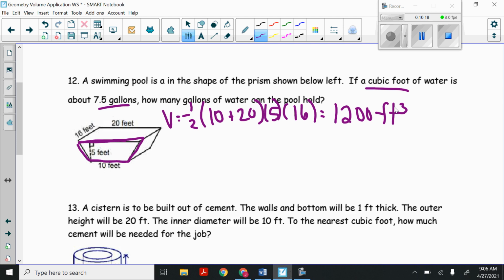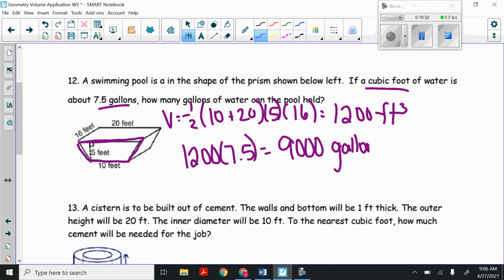So now we want to know how many gallons. A cubic foot is about 7.5 gallons. I have 1,200 cubic feet, so 1,200 times 7.5. Our swimming pool will hold about 9,000 gallons of water. So I wanted to do that one with you to remind you how to find the area of a trapezoid.